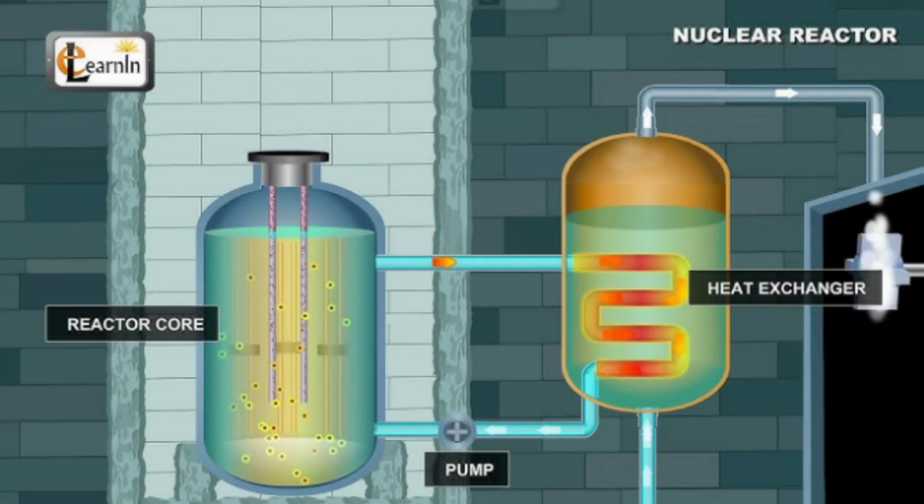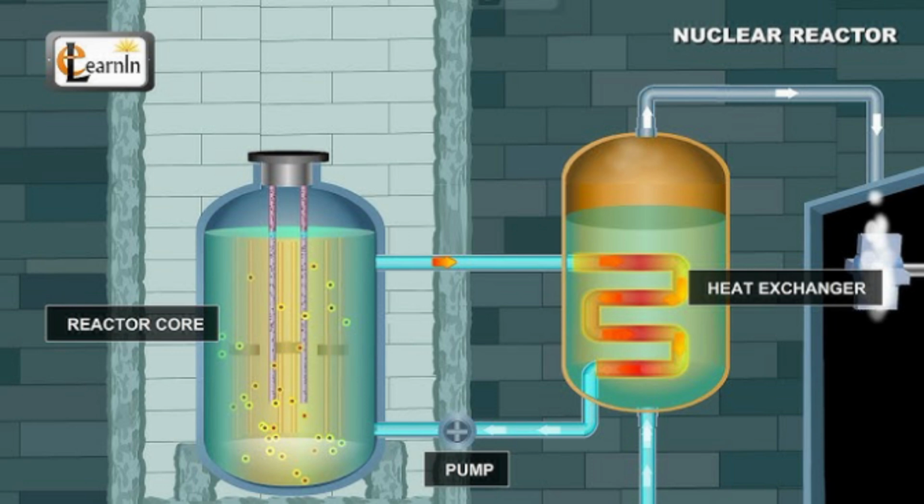The nuclear fission reactor is where nuclear fission takes place. The nuclear fission reactor comprises the fuel rods, where the fuel is physically located in the form of pure metal or in the form of ceramic.